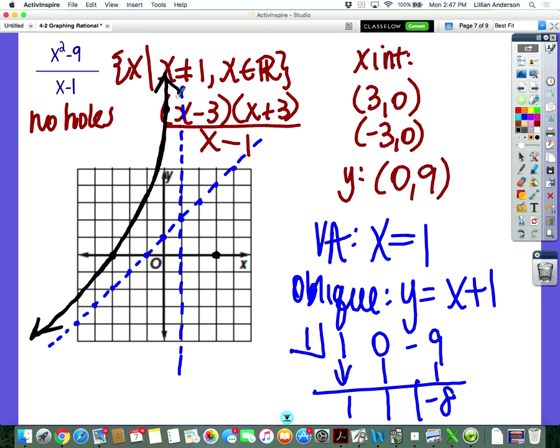Excuse me, Ms. Anderson? Yes. And the other one's going to go through the other x-intercept, right there. Goes to the vertical asymptote, not crossing or touching. That's how you draw a rational function with an oblique asymptote. Yes. Plugging in 0 for x, it'll be 0 minus 9 over 0 minus 1. So then it'll be 9.